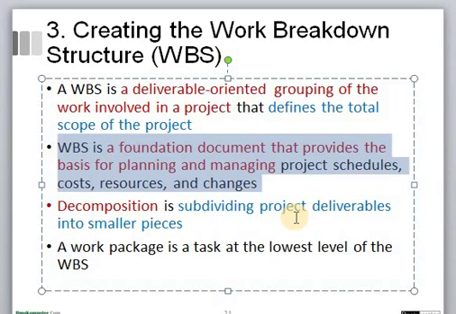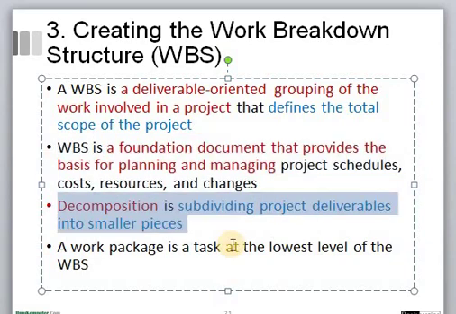A work breakdown structure is a foundation document that provides the basis for planning and managing the project schedules, costs, resources and changes. Basically, the work breakdown structure contains all of the set of requirements that you will consider in order to develop or manage the project. So basically, this particular document will provide us a basis for planning and managing the schedules and the cost estimates and the resource estimates and managing changes.